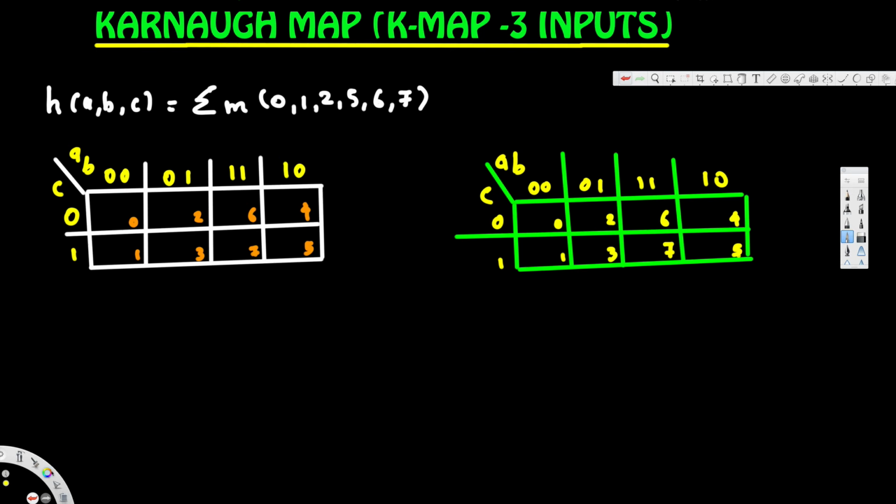Now let's look at the locations where we have 1. At 0 we have 1, at 1 we have 1, at 2 we have 1, at 5 we have 1, 5 is this location, 6 we have 1, and also 7 we have 1, and others are going to be 0. These two are 0, these two are 0.